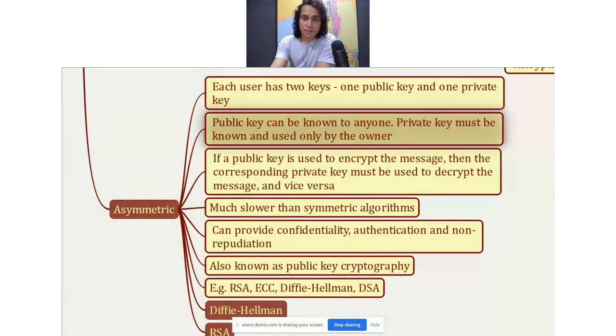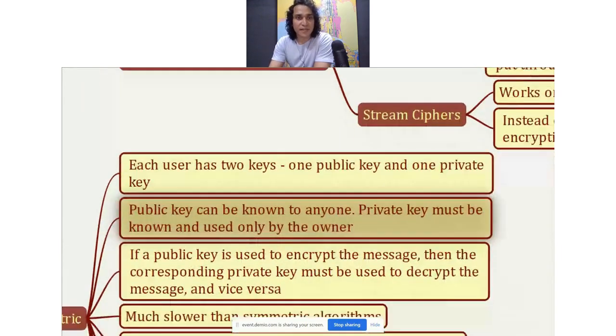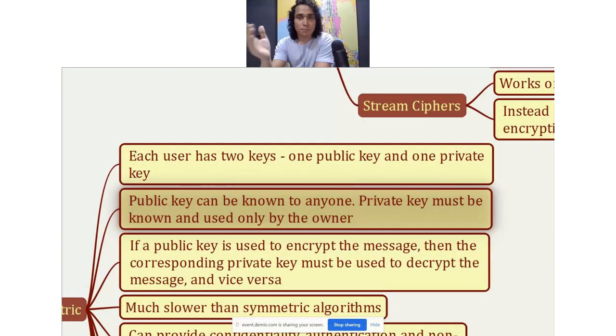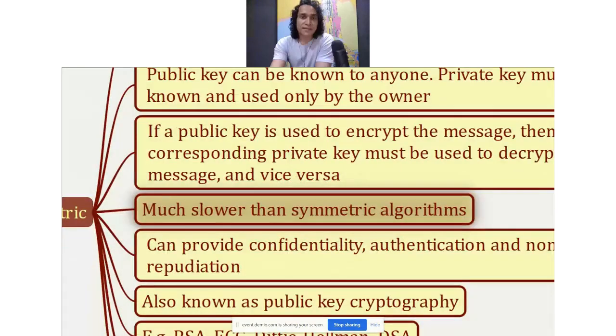So the first one is each user has two keys, one public key and one private key. Like I explained, the public key can be known to anyone, but the private key must be known and used only by the owner. If a public key is used to encrypt the message, then the corresponding private key must be used to decrypt the message, and vice versa, like I just explained. But if it is so good, then why do we use symmetric algorithms? Why don't we just use asymmetric algorithms? The problem with asymmetric algorithms is that they are CPU intensive. They take a lot of processor power and a lot of resources. So they are a lot slower than the symmetric algorithms.